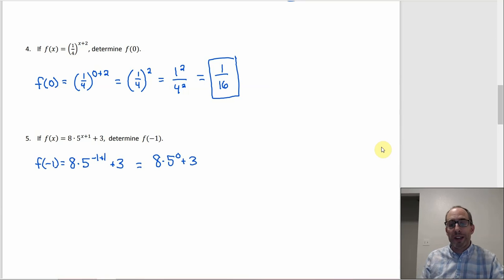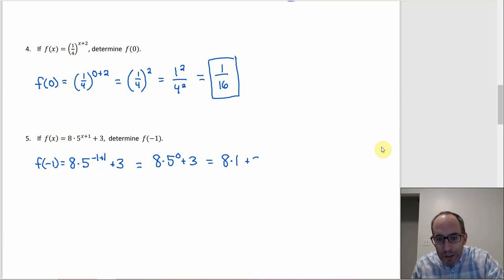But when you raise anything to the 0 power, I guess anything other than 0, but since the base has to be positive, we're not going to run into that problem. So for our purposes, you raise anything to the 0 power, you get 1. So that 5 to the 0, that's a 1. All right. And this is 8 times 1 plus 3, or 8 plus 3, which is 11.